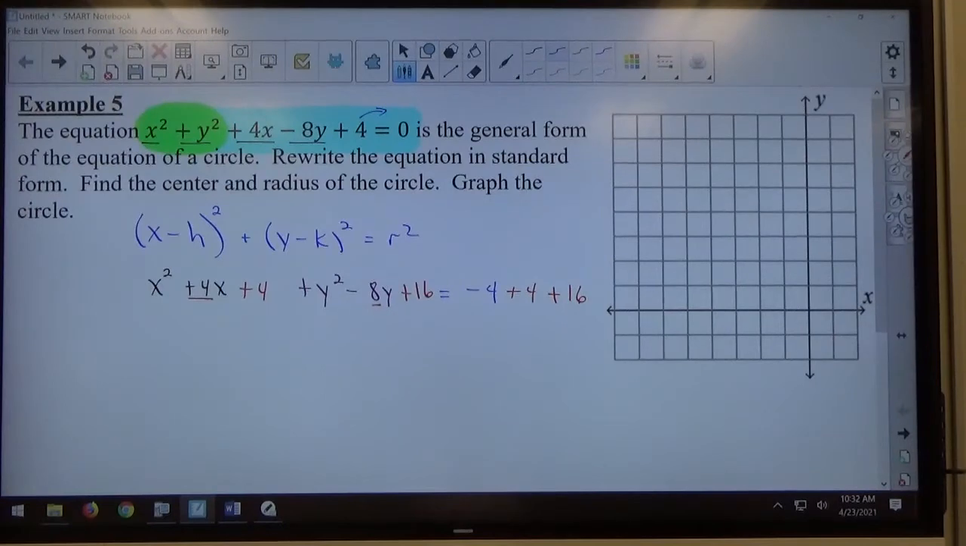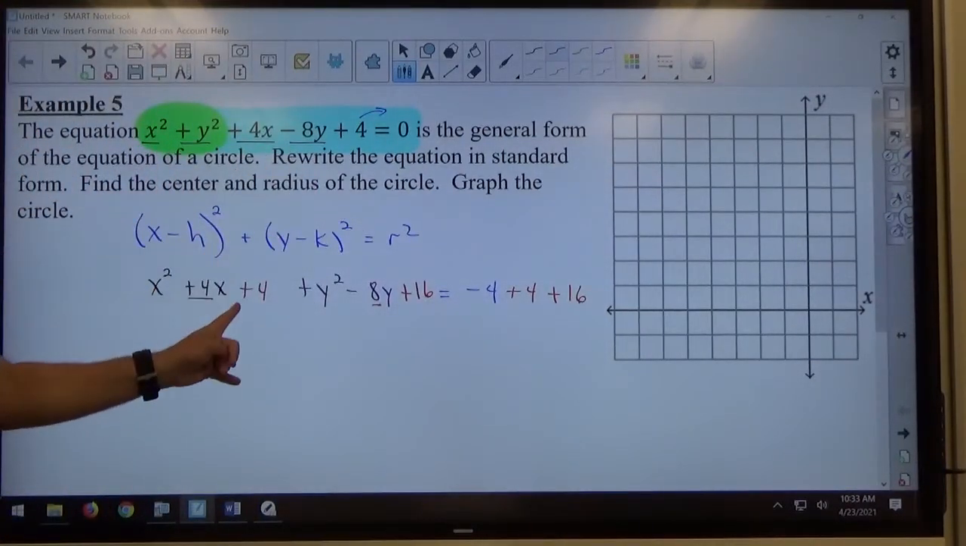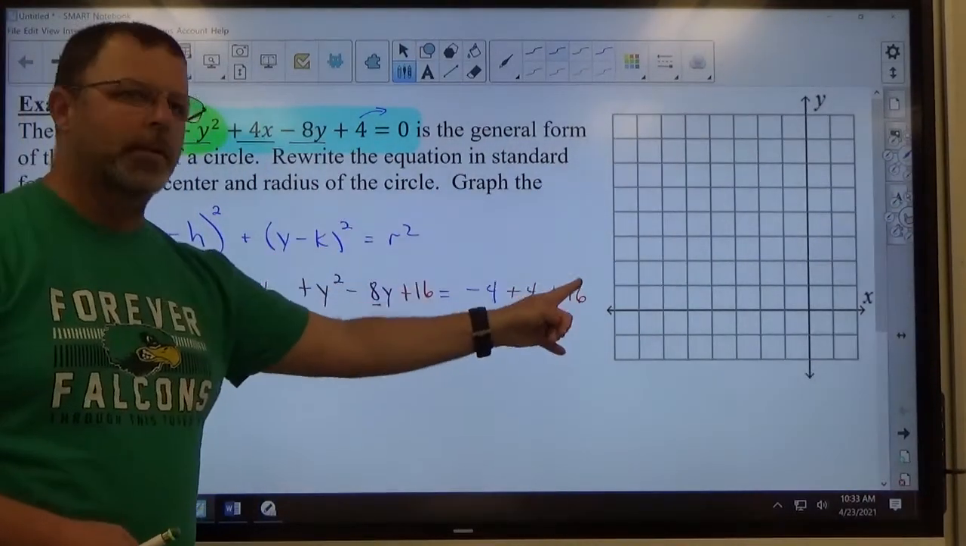So it's the exact same idea as it was with parabolas. We just have to do it twice because there are 2 parentheses squared we need to make, an x one and a y one. Okay, so that's step 2, complete the square. Make sure both sides get added. Plus 4, plus 4, plus 16, plus 16.